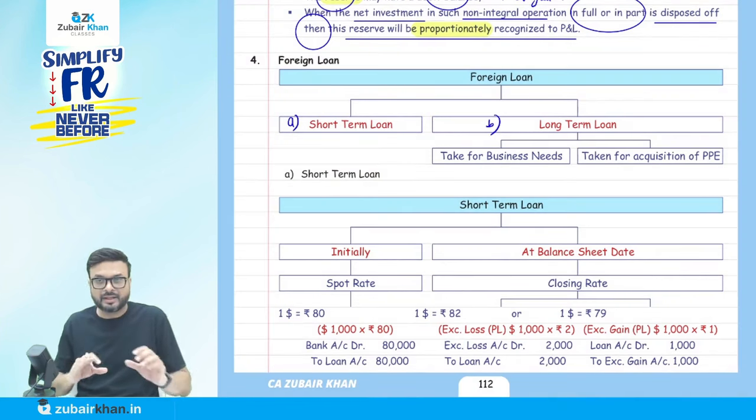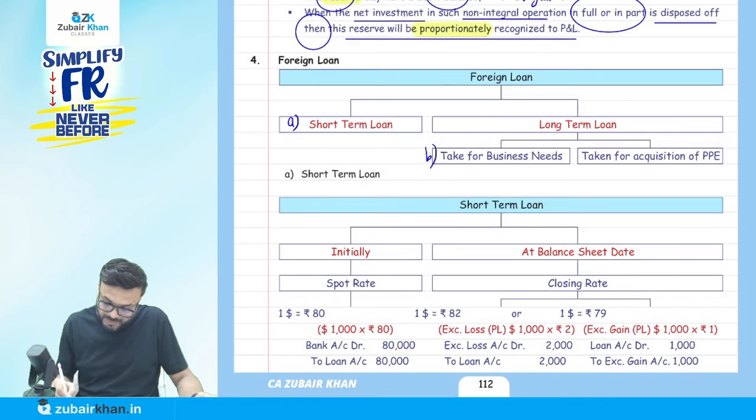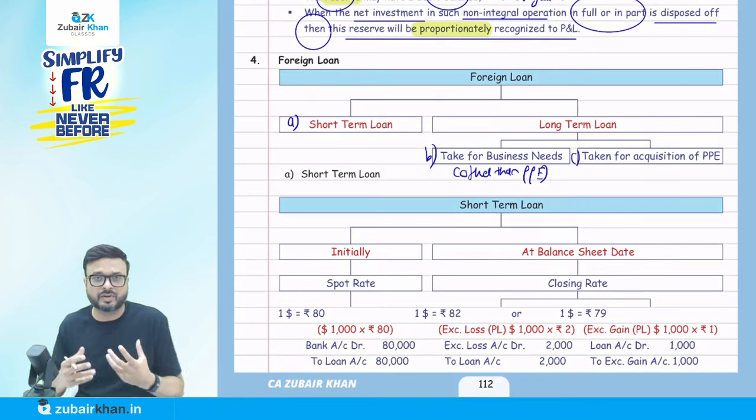Then might be the long-term loan. Okay, a long-term loan that might be taken for business needs, and you can say here, other than PPE. PPE is property, plant and equipment. So either you have taken the loan for the purpose of property, plant and equipment, or other than that. Let's discuss each of them one by one.